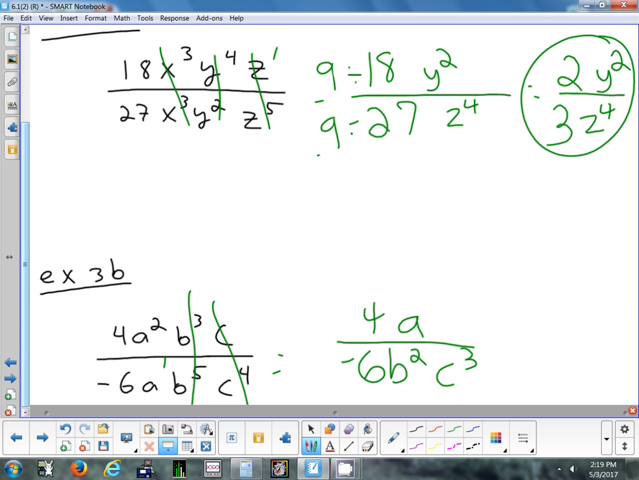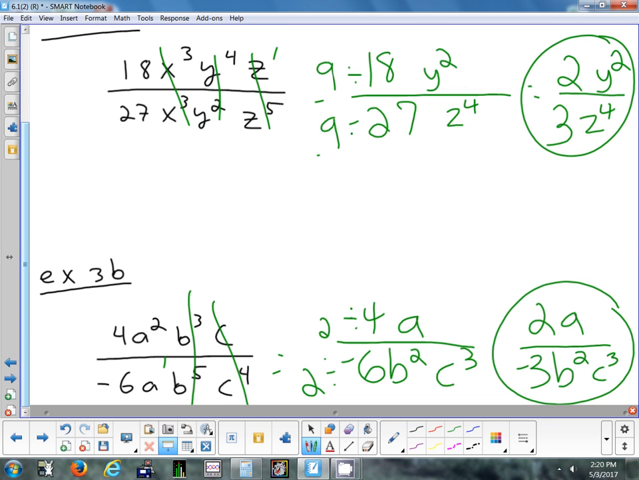What can happen now? Does 4 go into 6? No. Actually, I can divide both by 2. On the top, what am I going to get? 2 what? A. On the bottom, 3, B to the second, C to the third. Again, the only thing that was different with these ones, guys, was the way you reduced. It was still steps 4 and 5.